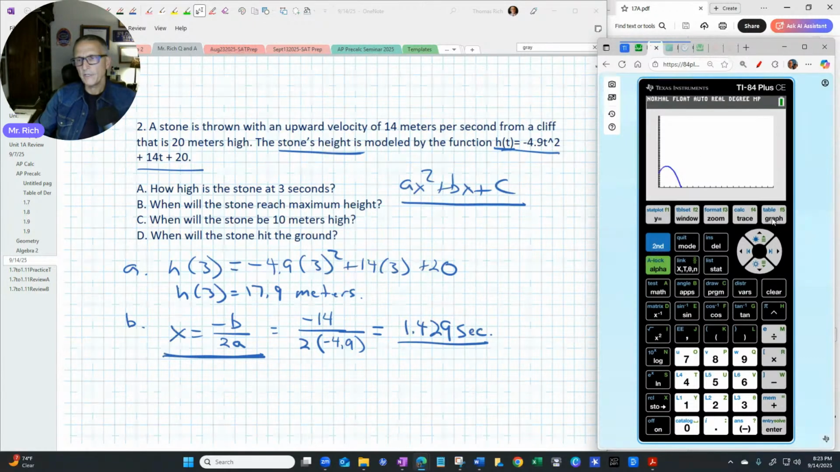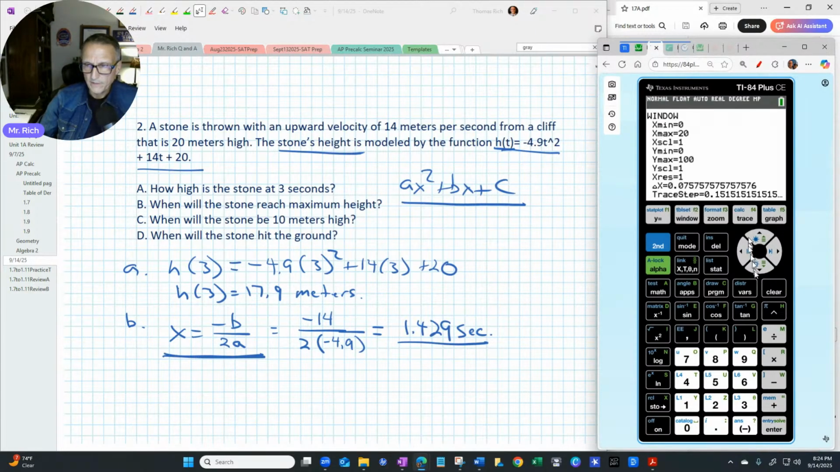All right, so it went a little too high. It'd be nice if I could just pinch this with my fingers like it was an iPhone, but I can't. I have to change the window manually. I don't recommend using zoom on this. Okay, I'm going to cut this back to 10 and cut the y max down to about 40. And then regraph it. Okay, so that is the vertex.